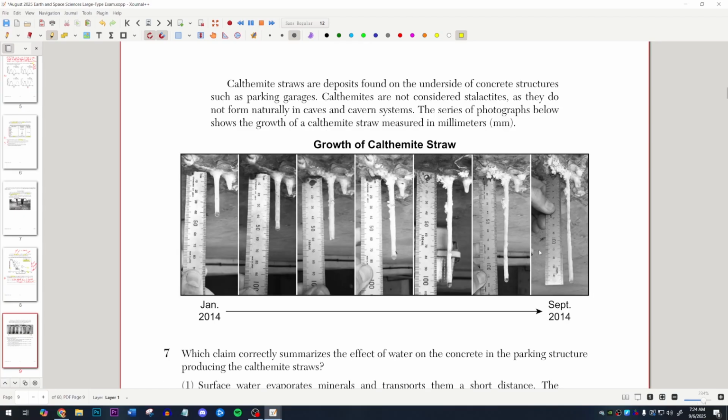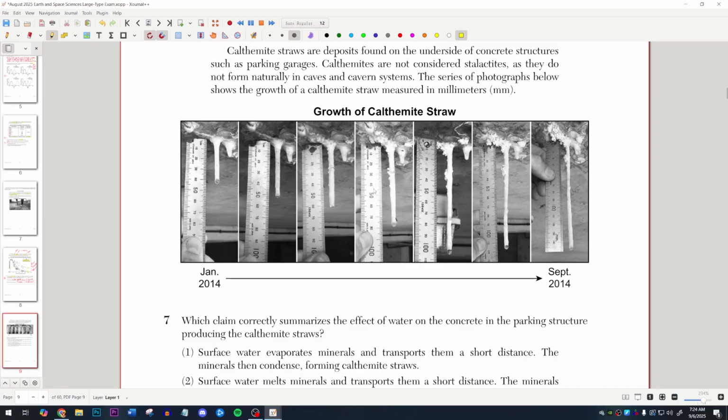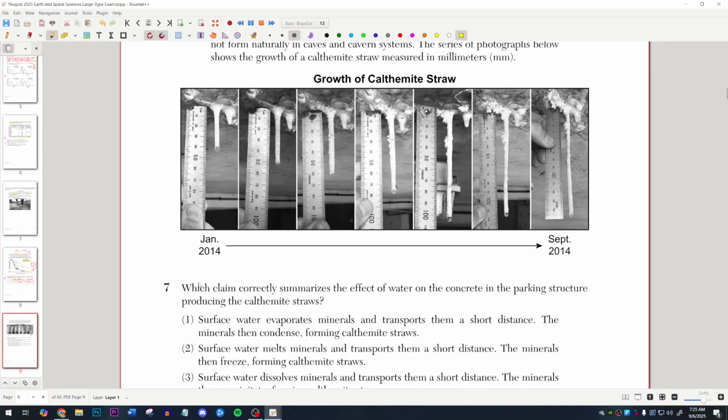Okay, so think of it like an icicle. It's the same idea. Stalactites, icicles, calthemite. But this is with concrete. So the concrete's like dripping, and it's hardening at the end of the straw over and over and over again. The droplet is moving down the straw and then hardening at the end, and it just grows and grows.